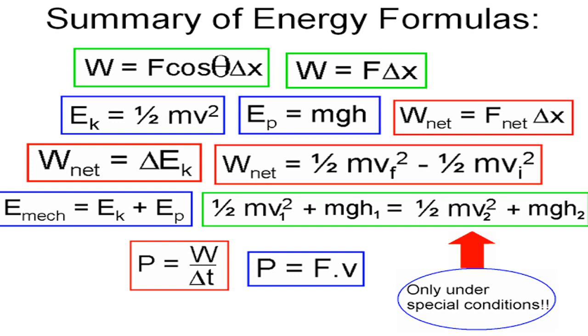Then lastly, energy. Energy is simply the ability to do work. And there are literally 2 types of energy we are going to discuss in this chapter, which are potential energy and kinetic energy.